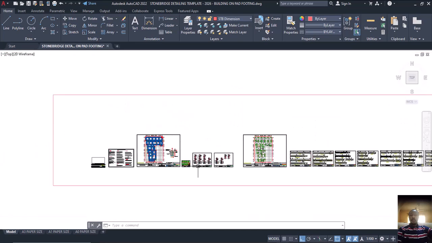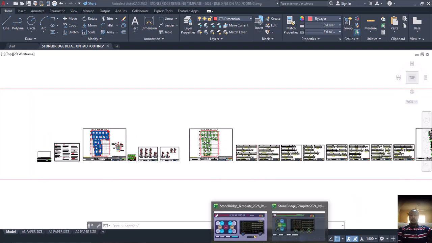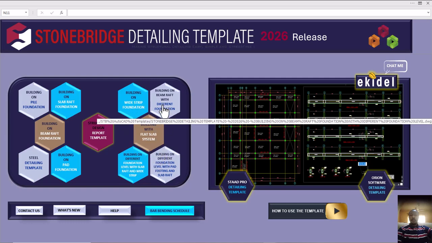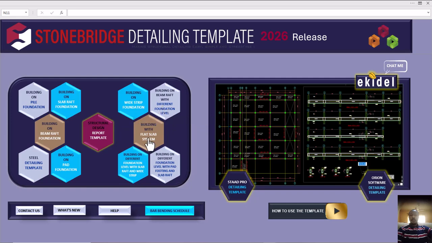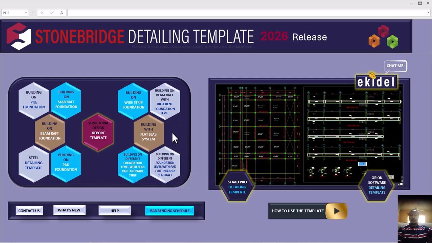Is that okay? So it's not expensive, it's very, very cheap, because as a structural engineer, you need this version very well. Don't wait until you have a structure that requires a different level of foundation, or that has to do with a flat slab. Is that okay? Or that has to do with a foundation with a slab and strip. Is that okay? So please, it's very important you get this software as a structural engineer, because that's what we use.